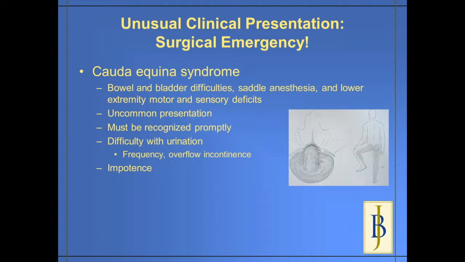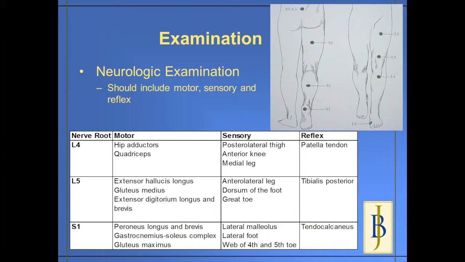Other times you have difficulty with urinating, and sometimes you'll have impotence. Those are things that your doctor will evaluate for to make sure that's not something that's going on. Otherwise, the neurological exam should include motor, sensory, and reflexes. These are certain specific nerve roots that affect specific muscles and specific reflexes. These are nothing you have to memorize, but these are something we all know as physicians by heart.